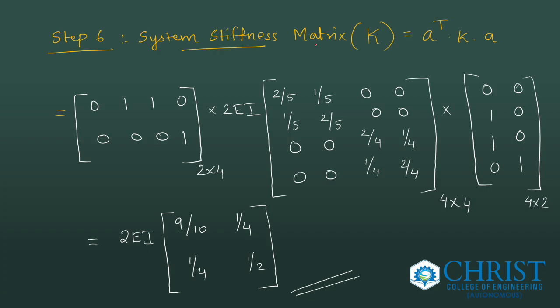Step 6 is system stiffness matrix K. Capital letter K. Formula is A transpose dot K dot A. So I took the transpose of A. You know A is given here 0, 1, 1, 0, 0, 0, 0, 1. How will we take the transpose? Interchange the row and column. So this column will become the row here. So 0, 1, 1, 0. And this column will become the row here 0, 0, 0, 1. That is my A transpose into 2EI taken outside. This is my small letter k element stiffness matrix into A.